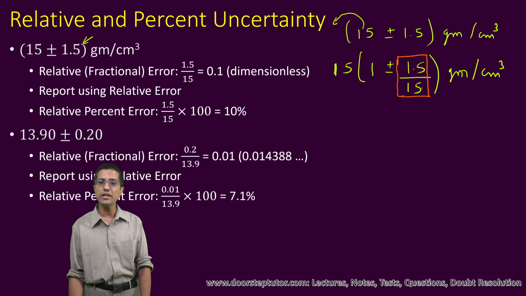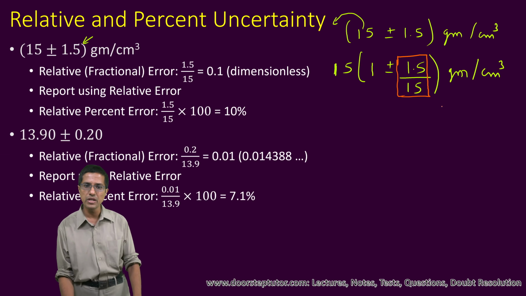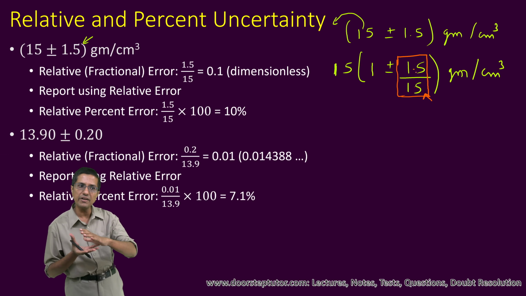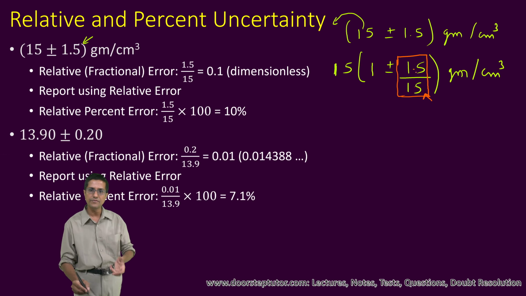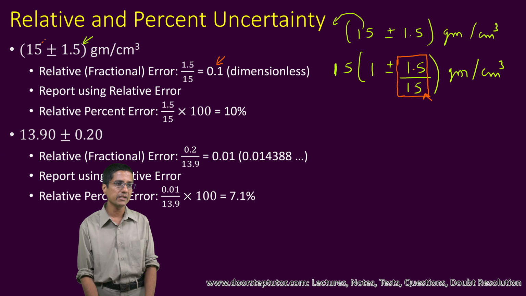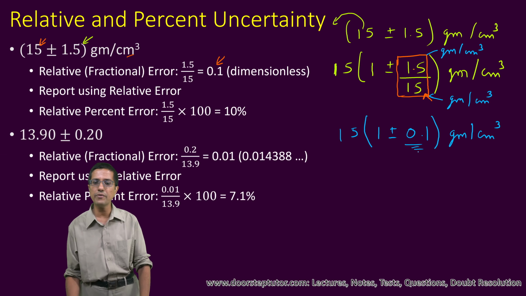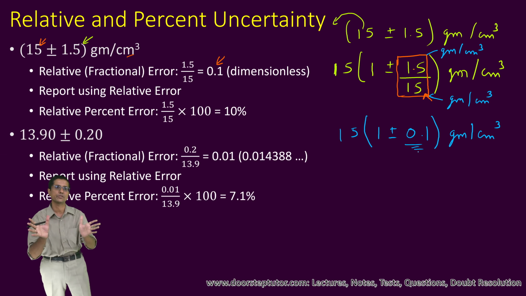So this error is not absolute, it is relative in terms of the measurement. Our measurement was 15, the error was 1.5. We divide the error by the measurement and we come to the relative error. Relative in terms of what? This error of 0.1 is relative to my measurement, which was 15. And because I am dividing 1.5, which is given in gram per centimeter cube, by 15, which is also given in gram per centimeter cube, this quantity becomes dimensionless, and this is how I would report my result using relative error. And this 0.1 is relative to our measurement. It is no longer absolute.